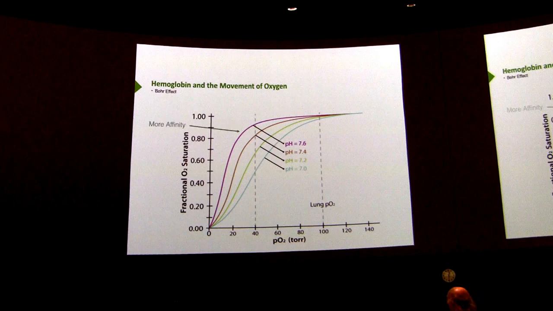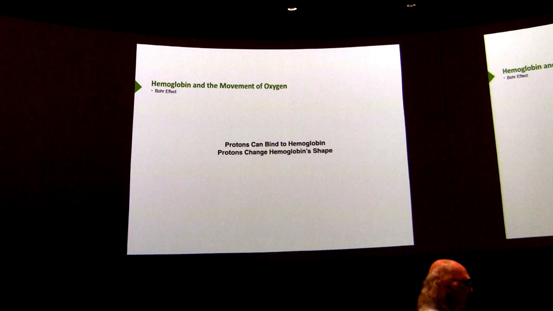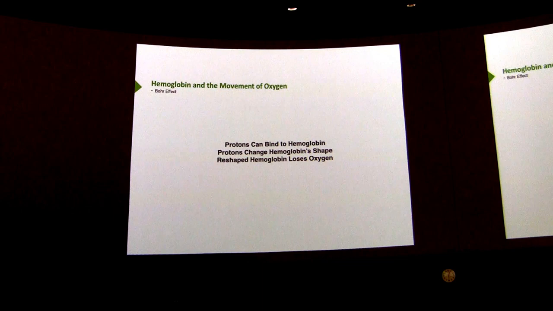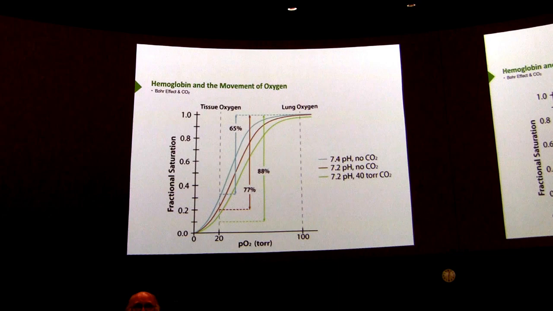More affinity on the left, less affinity on the right. We have changed hemoglobin from having a higher affinity to having a lower affinity. So, protons can bind to hemoglobin. Protons can change hemoglobin's shape. The reshaped hemoglobin, and these shape changes are very microscopic, very, very tiny. We're not talking about denaturing the protein. We're talking about very slight shape changes. Rapidly metabolizing tissues release protons. Rapidly metabolizing tissues get more oxygen from hemoglobin than those that aren't rapidly metabolizing. Very cool setup. Okay? Well, that's not all there is to the Bohr effect. There's even more.